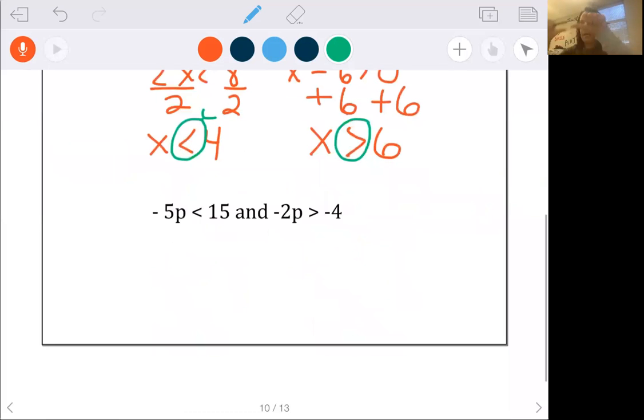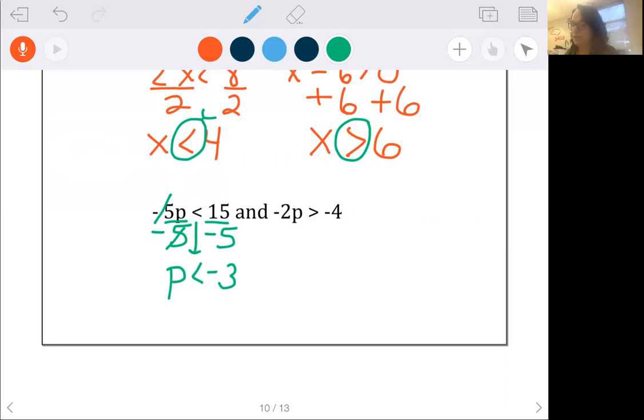The next one's an "and", right? "Or", "and". And I have to divide by -5 to undo -5 times p. The minute you divide by a negative, you have to change the direction of the inequality. Now that's sometimes hard to remember. Let me show you with numbers why that is.